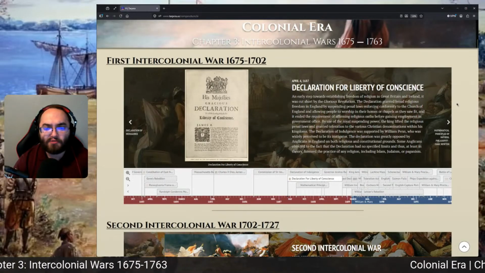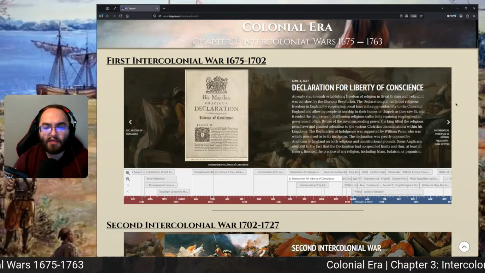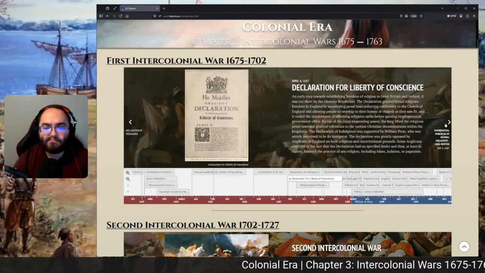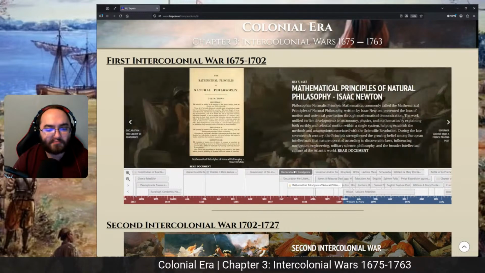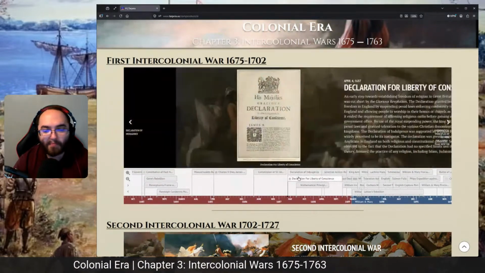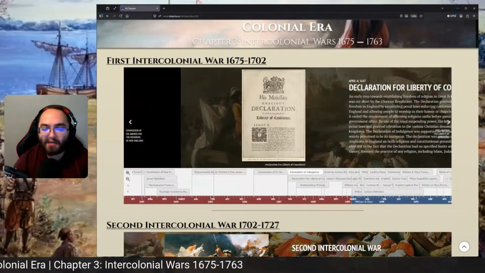Here's the Declaration for Liberty of Conscience, and I actually have two of the same document, so I'll have to get rid of one of these.